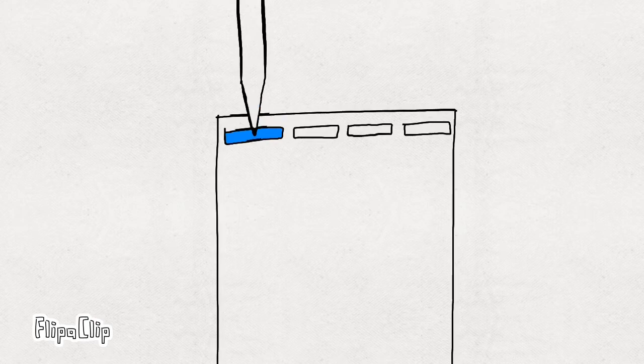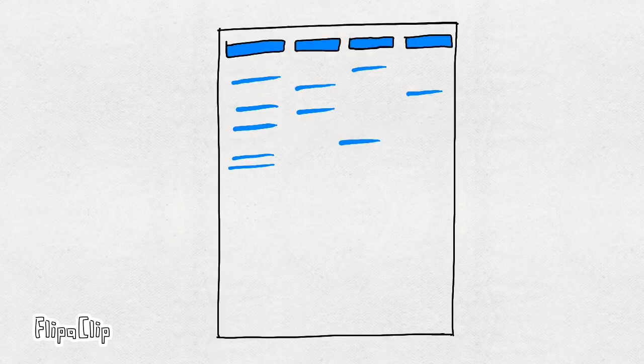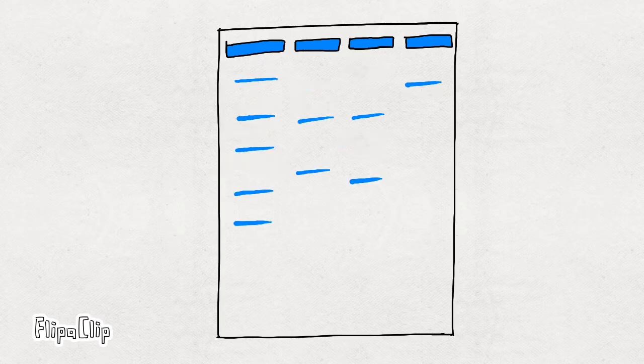Separation is due to mass, so the smaller fragments of DNA will be able to travel further through the gel than the larger fragments of DNA. We will compare these results to a standardized solution of DNA, which we refer to as either the ladder or the marker, to determine the size of the DNA molecules and if PCR was successful.